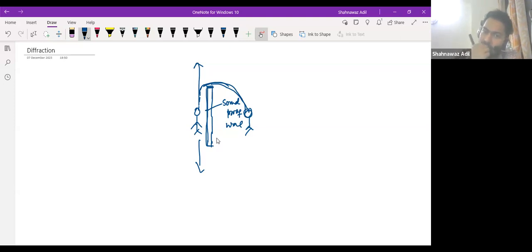Let's say this person is shouting and the sound waves are traveling. But it may also happen that the sound waves are bending and reaching this person. Let's say the person is standing here, so he or she can hear the voice in this direction. The sound waves are going, bending and reaching here.